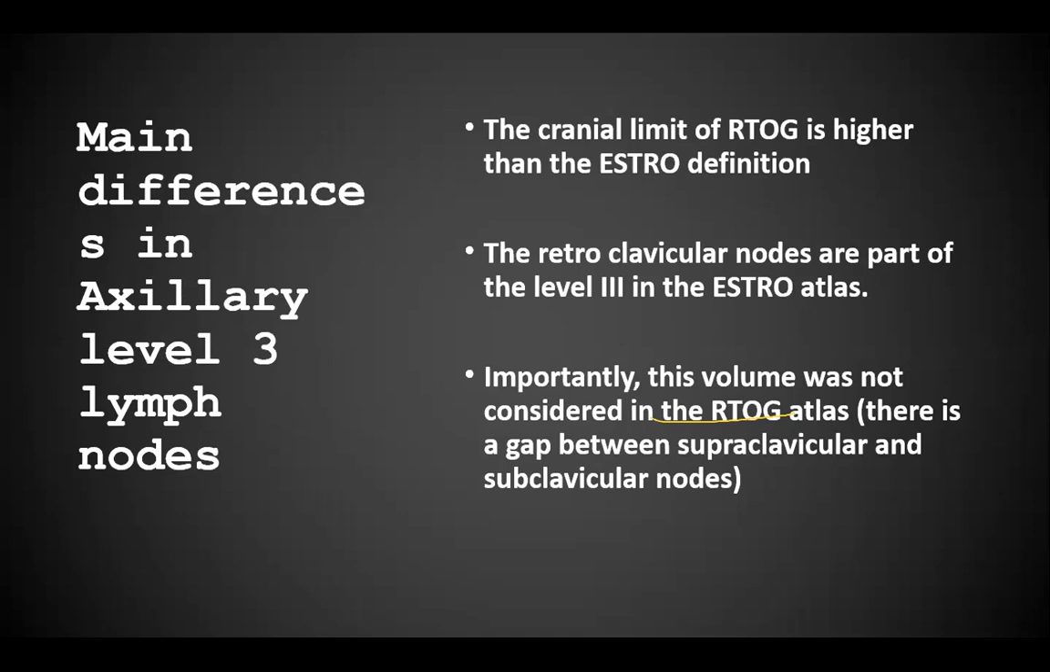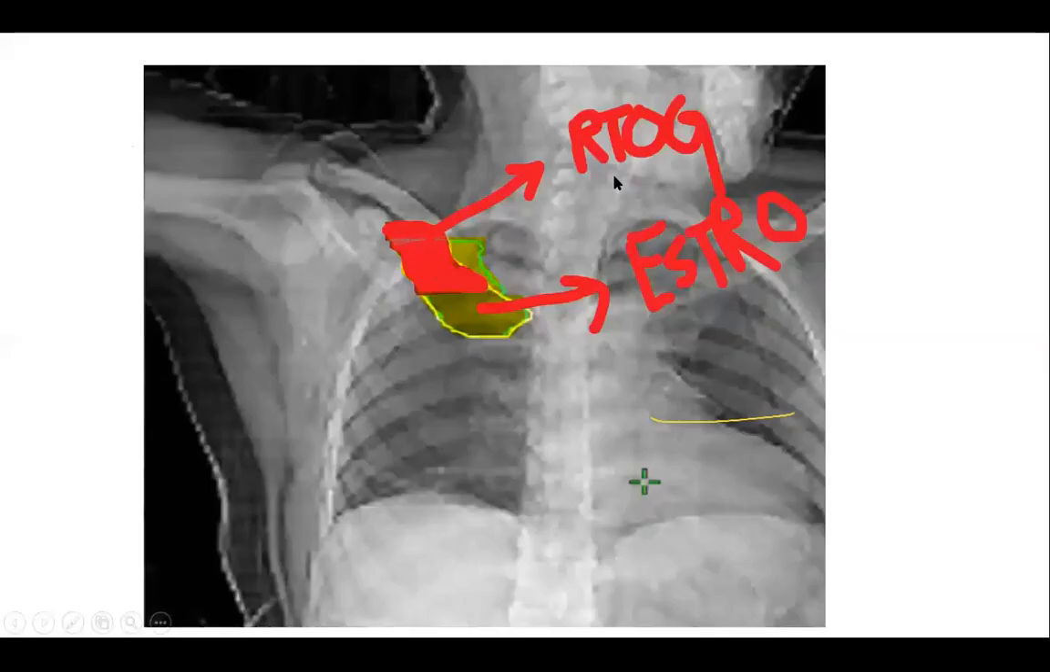So again, the main difference in the level 3 lymph nodes is that the cranial limit in RTOG is higher than the ESTRO. So here we can see the cranial limit of the RTOG is much higher than the ESTRO guidelines. ESTRO starts here, whereas RTOG starts here.